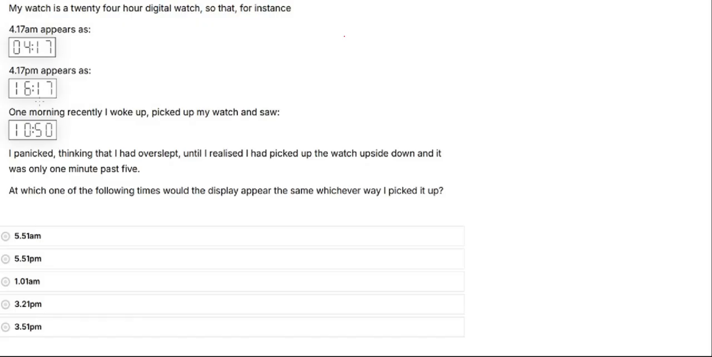So from here what we can deduce is that in a 24-hour digital clock, first thing is that hours from 0 to 11 are going to be 12 a.m. to 11 a.m. And from hours 12 to 23, it's going to be 12 p.m. to 11 p.m. time.